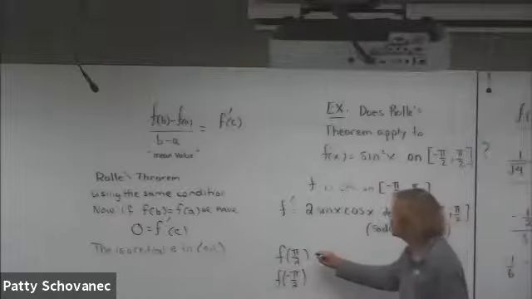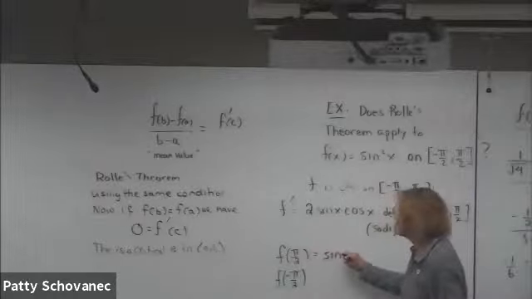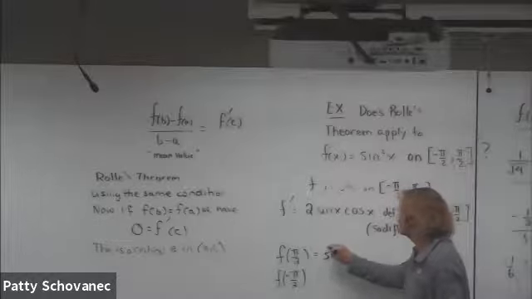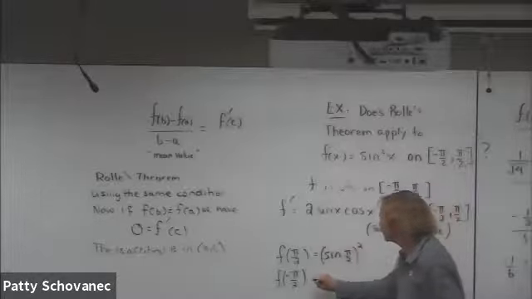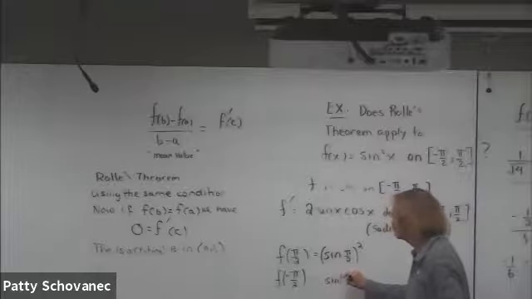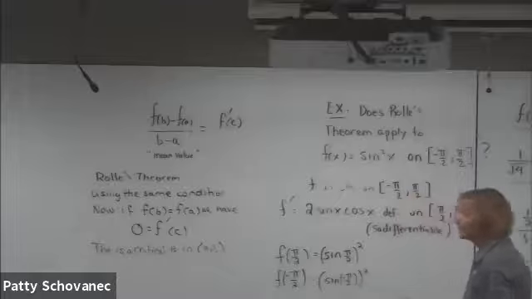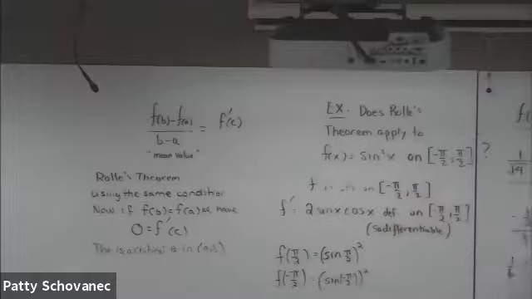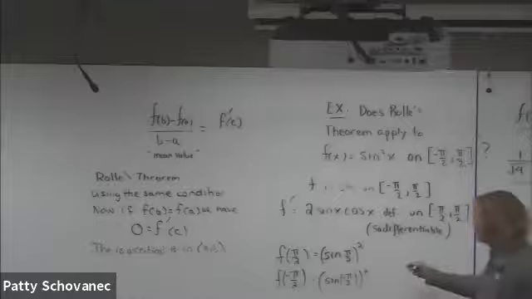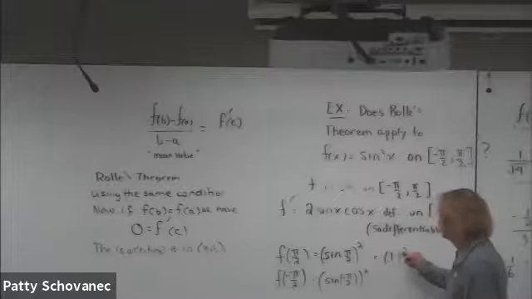So I need the sine of pi over 2 and then square it. And I need the sine of negative pi over 2 and then square it. One and negative 1, one and negative 1. If you square negative one, that should come out to one. Yep.